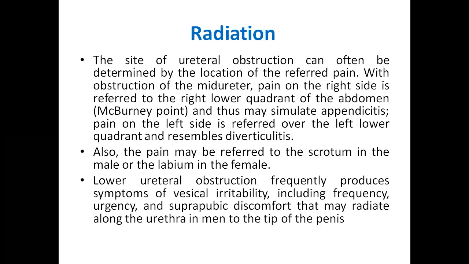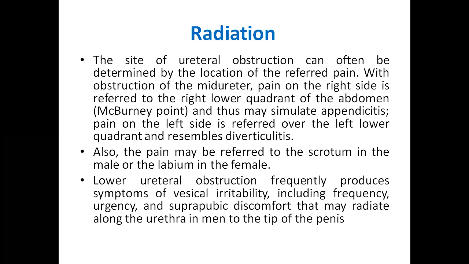Radiation of the pain may detect the site of obstruction. If pain radiates to the anterior abdominal wall, the obstruction may be in the renal pelvis or at the level of the upper ureter. If pain radiates to the right lower quadrant of the abdomen, on the right side we think about appendicitis, while on the left side we usually think about diverticulitis, as a differential diagnosis of loin pain or ureteric pain on those sites.